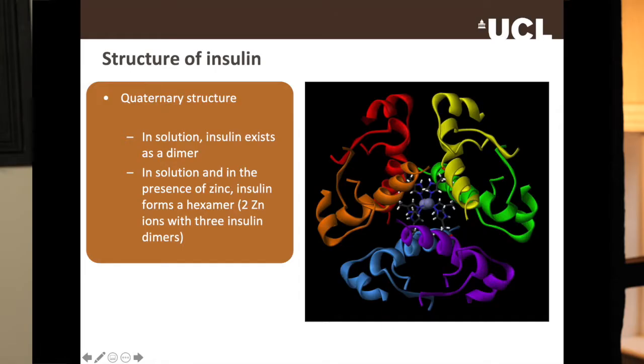Insulin also has a quaternary structure, which is something you may not have heard of before. So again, there's an image of it on the screen. The quaternary structure is not about the beta sheets and the alpha helix. It's about how the insulin molecules come together in solution. Insulin does not exist in solution by itself. What it does is, when you dissolve it, two insulin molecules will come together and form a dimer. So if you do nothing else, insulin in solution forms a dimer with two insulin molecules bound together.